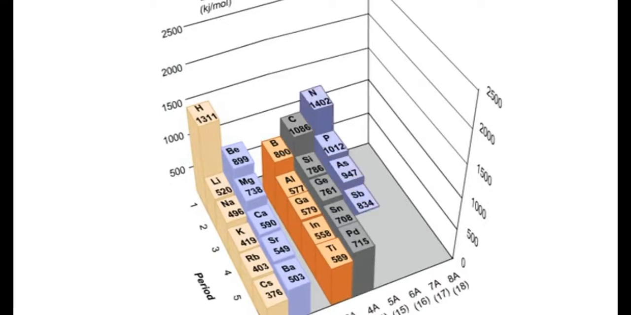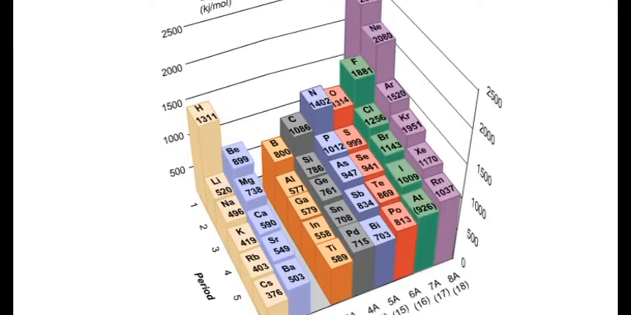It can be seen that in going down the group from top to bottom, there is a gradual decrease in ionization energy. Also, on moving from left to right across a period, there is a general increase in the values of ionization enthalpy of elements.